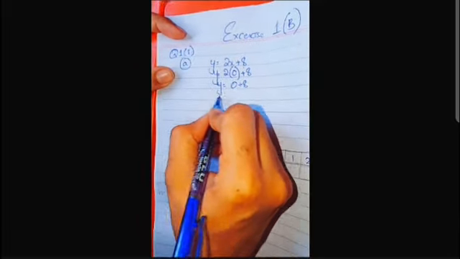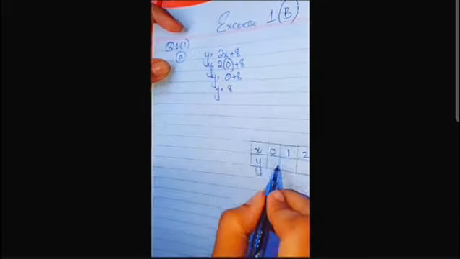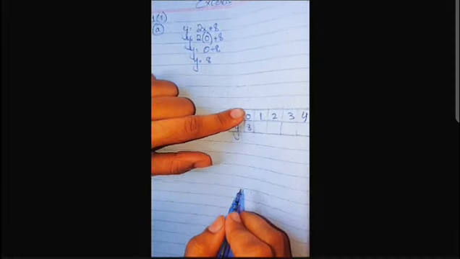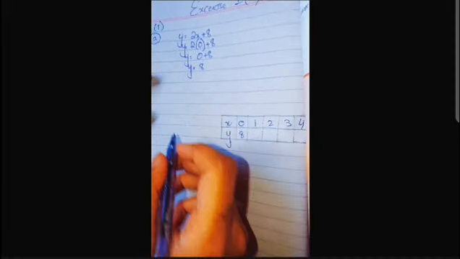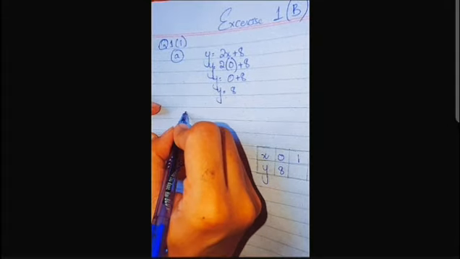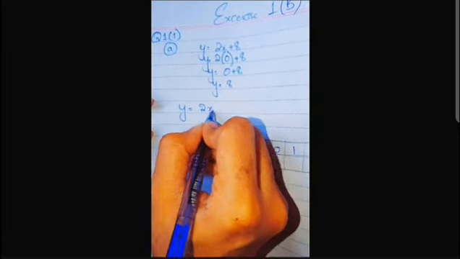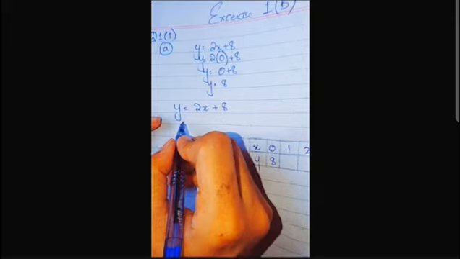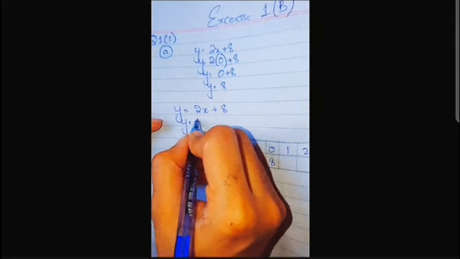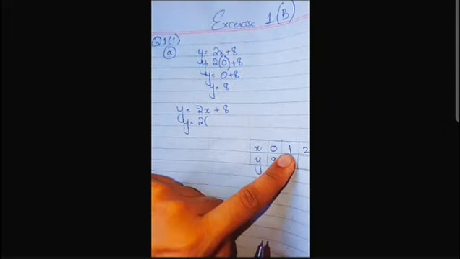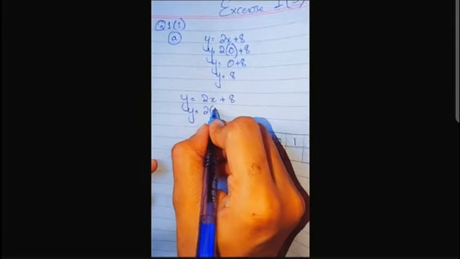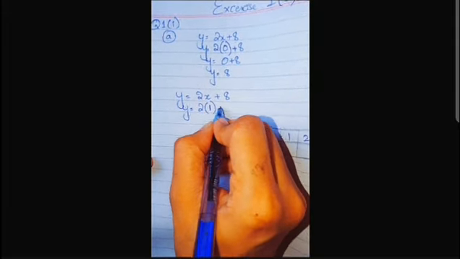Again I am writing the same equation, y is equal to 2x plus 8. In place of x now I have to use 1, so I am writing 1 in place of x plus 8. y is equal to 2 ones are 2 plus 8, y is equal to 10. So when x is equal to 1, y is equal to 10.